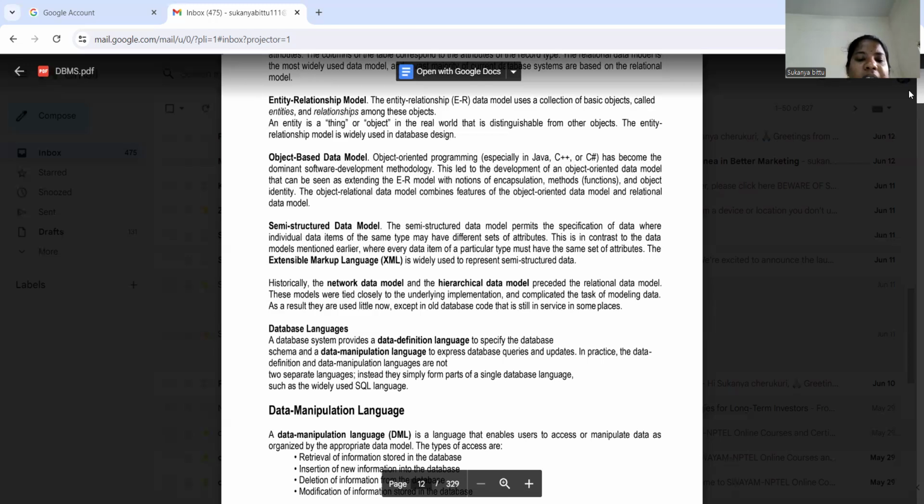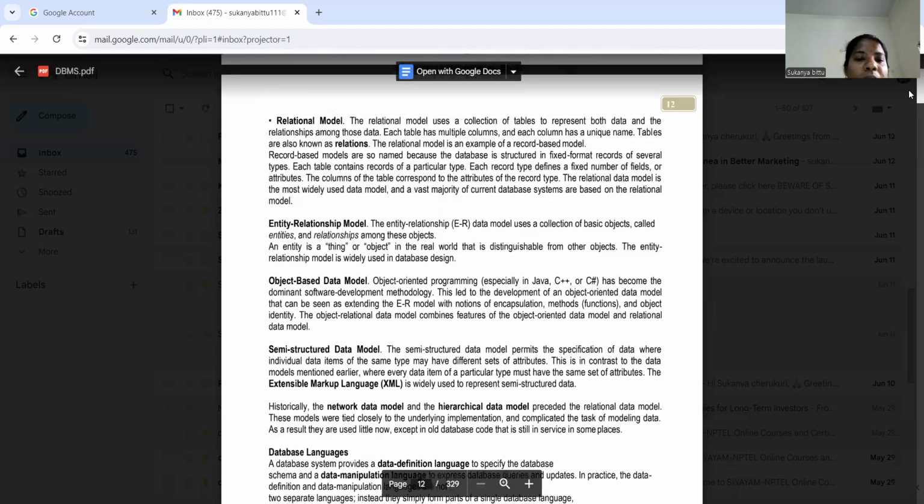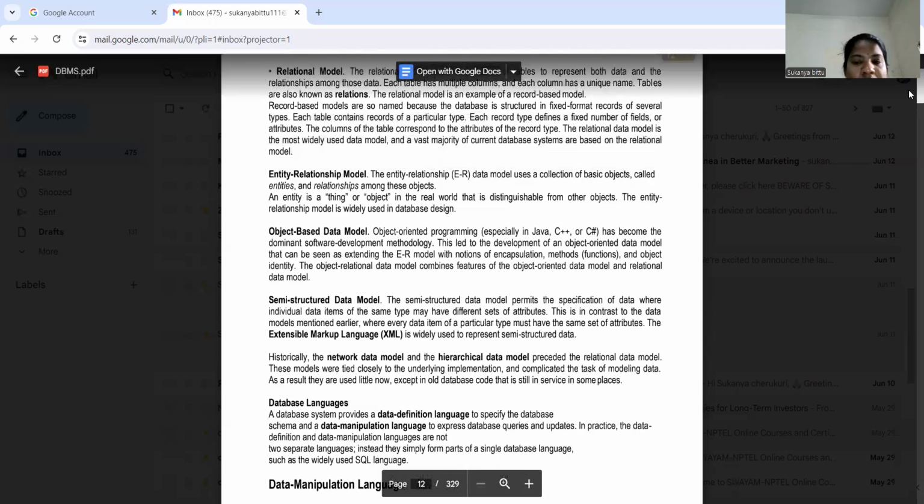Historically, there are the network data model, the hierarchical data model, and the relational data model. So these are the models of DBMS.